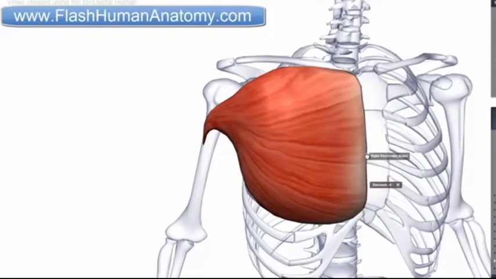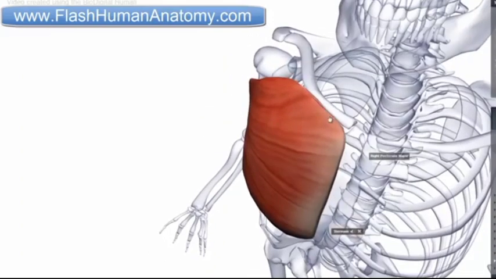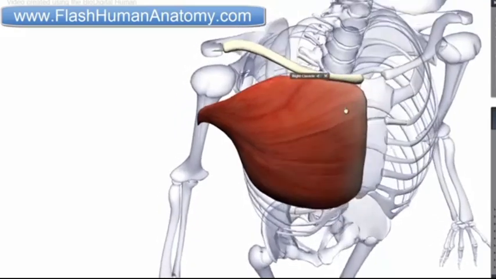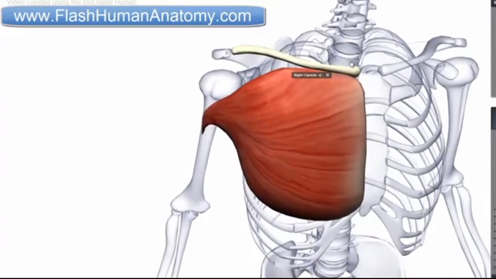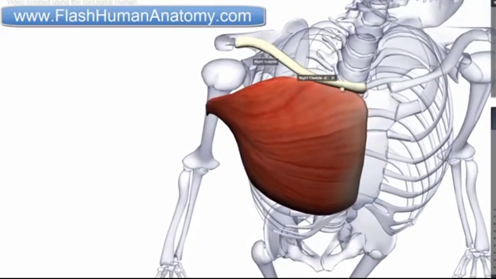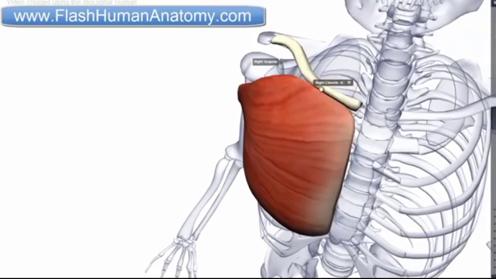The origin of this muscle is here, on the clavicle, the medial half of the clavicle. If you listen to my lessons in my software about bones, you will see that I said that the clavicle can be divided into thirds. The medial one here, the middle one here, and the lateral one here. In previous lessons I said that the trapezius muscle is attached on the lateral third, and here on the medial third we have the pectoralis major.